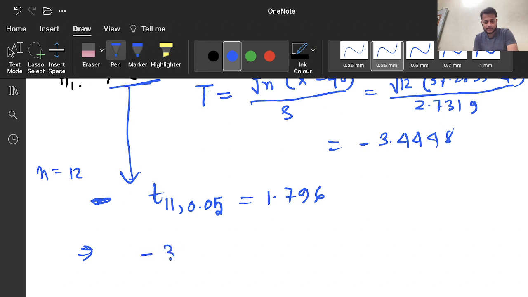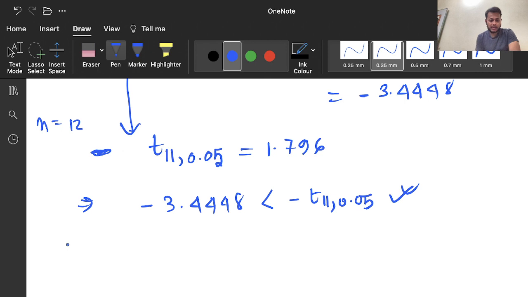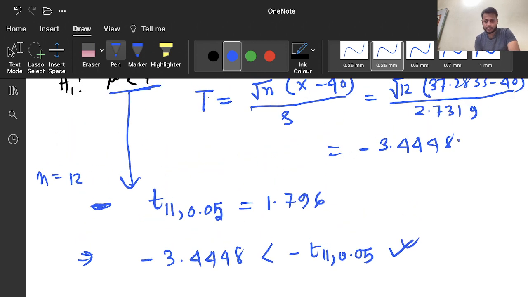So our t, which is minus 3.4448, is less than minus t(11, 0.05). That means we reject, since the condition is satisfied. This data point is not in the distribution.